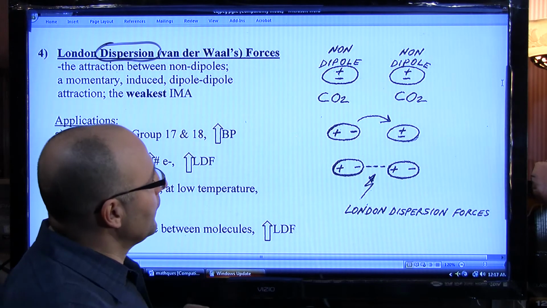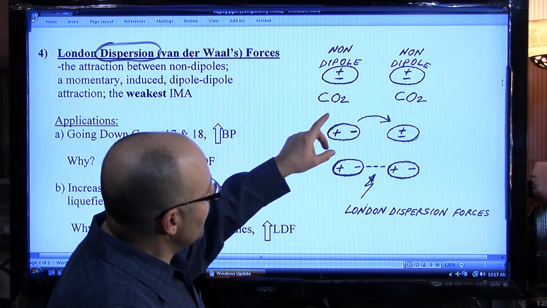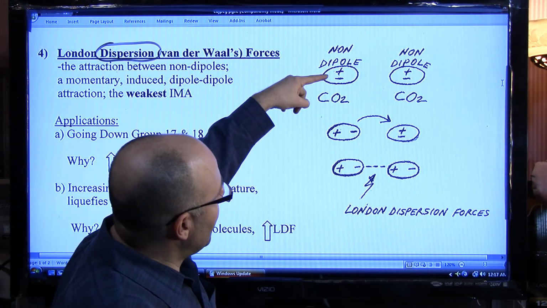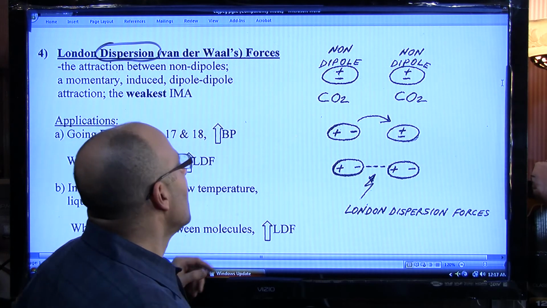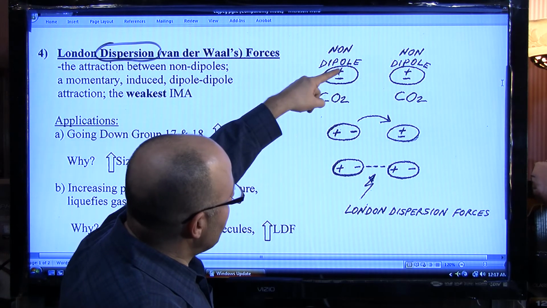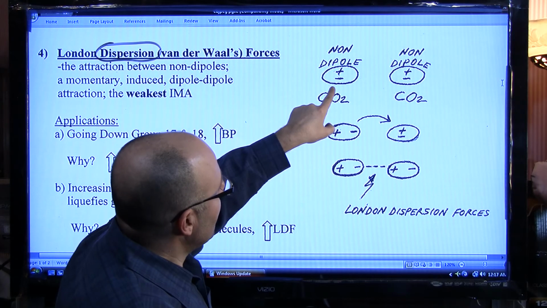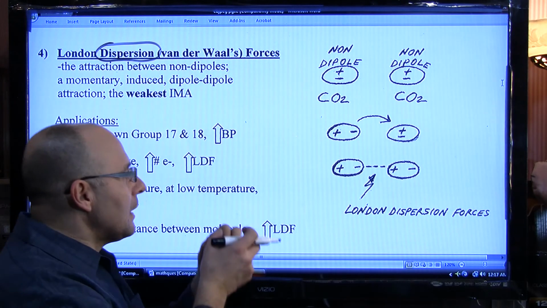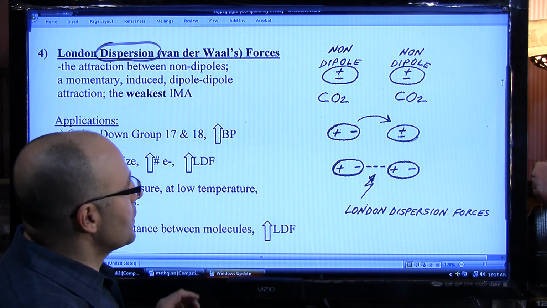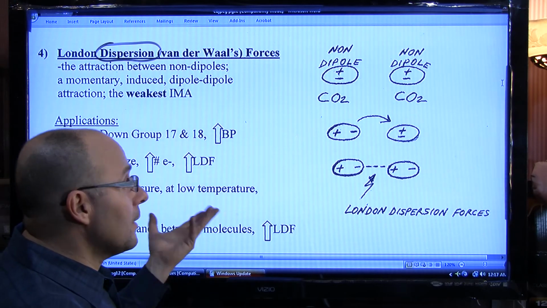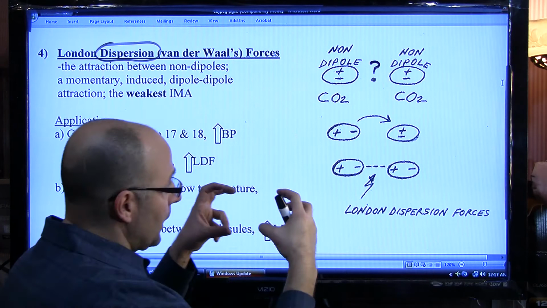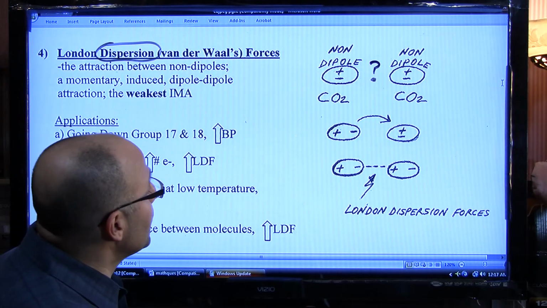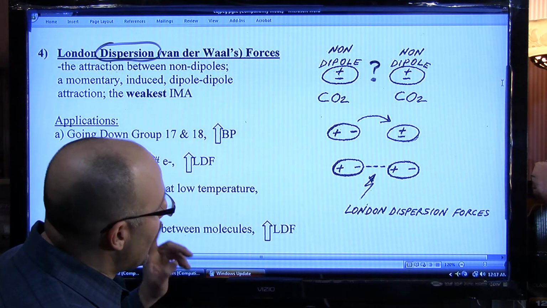Now, how do we explain them? Because remember, to represent a non-dipole means it does not have a positive and a negative pole. We would write the positive and the negative in the center of this oval, indicating that it cancels out. There's an even distribution of charge, and so there's no positive or negative side, and therefore it shouldn't stick. So if we leave it just like that, there should be no stick, no force of attraction between these molecules. So what happens is the following.